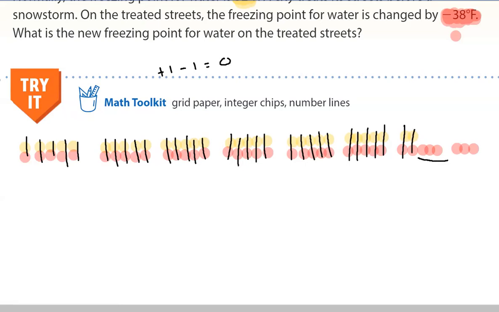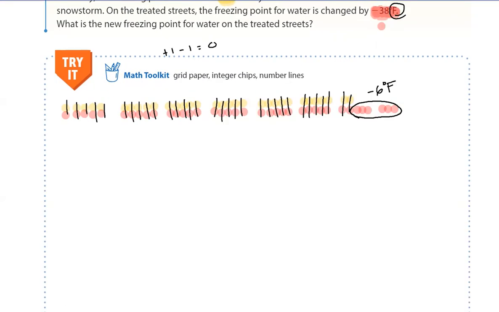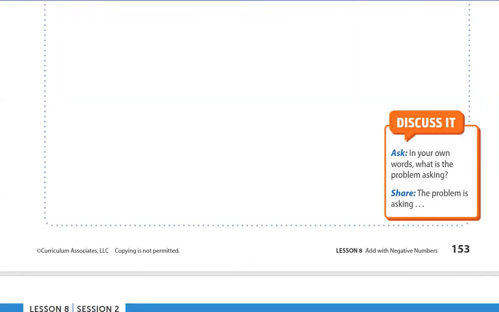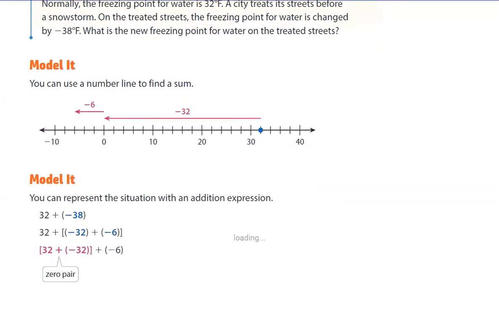Okay, so what's left? The new freezing point for the water on the treated streets. We have 6 negatives. Fahrenheit. Don't forget the degrees Fahrenheit, because they gave us the degrees Fahrenheit, and you should put your units if they're given. Okay, that was a lot of dots. I don't think I want to do that every time. And what if the numbers are bigger than in the 30s? Wouldn't that be awful? We should probably figure out a new method.